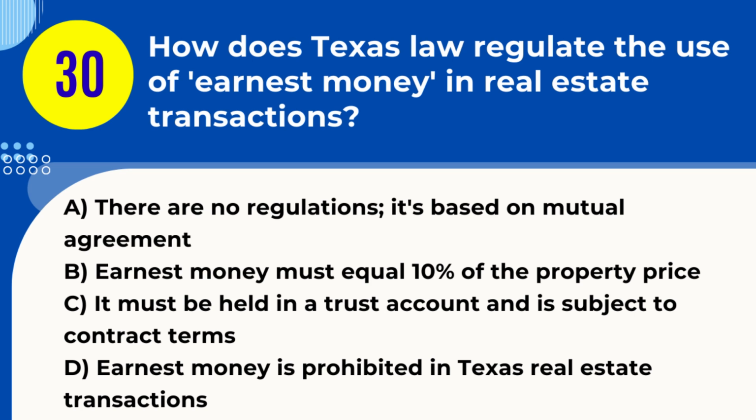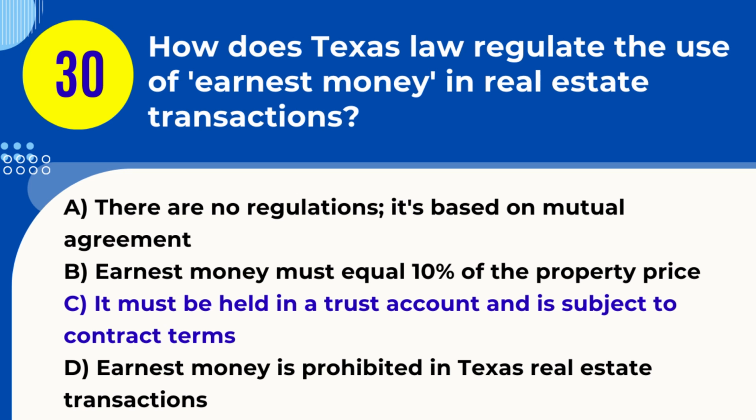Question 30. How does Texas law regulate the use of earnest money in real estate transactions? A. There are no regulations. It's based on mutual agreement. B. Earnest money must equal 10% of the property price. C. It must be held in a trust account and is subject to contract terms. D. Earnest money is prohibited in Texas real estate transactions.